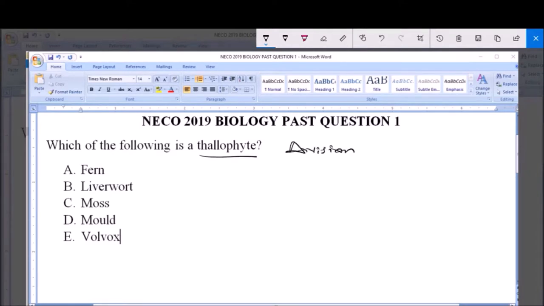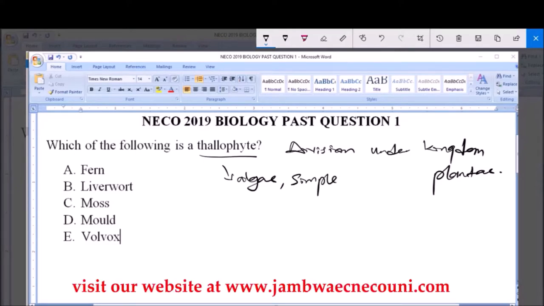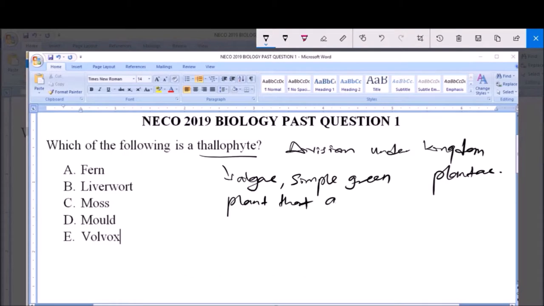Thallophyte is a division under kingdom Plantae, based on classification. Now, thallophytes, also known as algae, are simple green plants that are all aquatic.